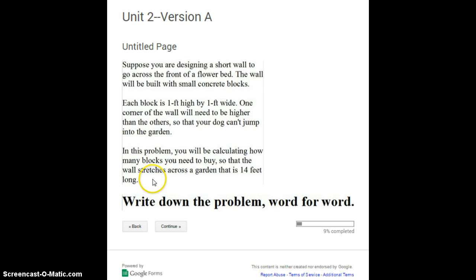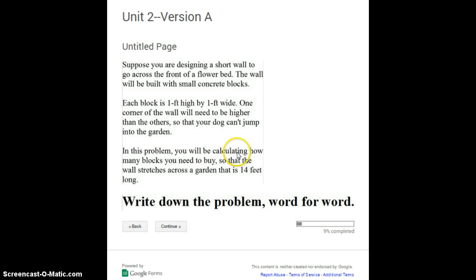In this problem, you will be calculating how many blocks you need to buy so that the wall stretches across a garden that is 14 foot long. This is where most people got stuck when they took the test, was what the question was. You're supposed to calculate how many blocks. When you go to the store, I need to know how many concrete blocks I need to buy so that the wall stretches across a garden, so that the wall is 14 foot long.